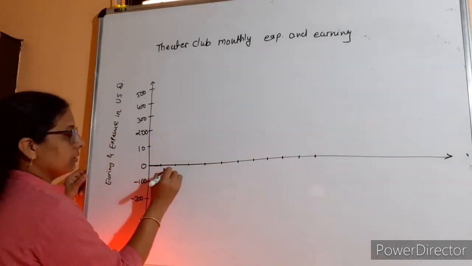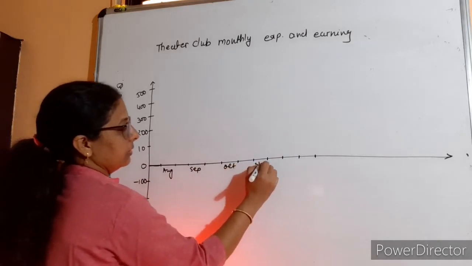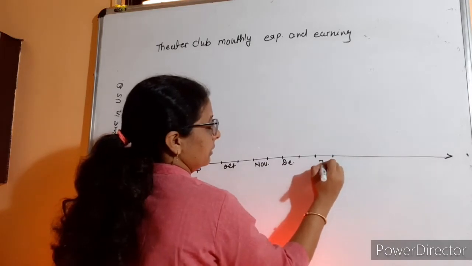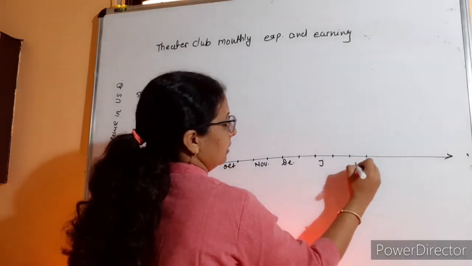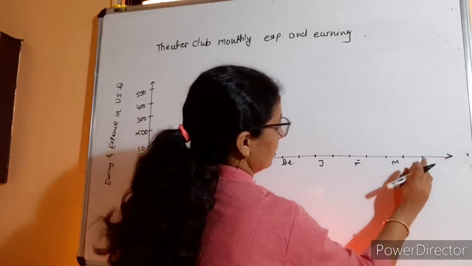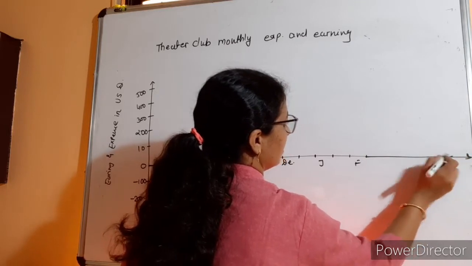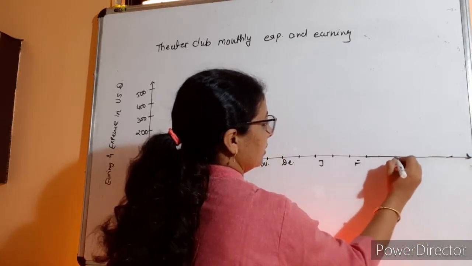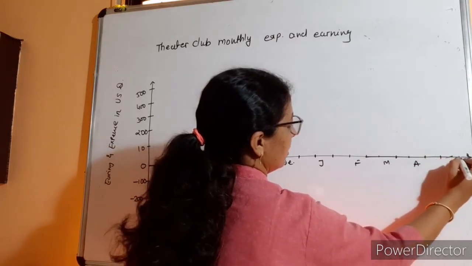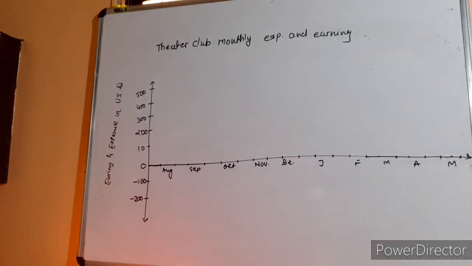Here is August, September, October, November, December, January, February, March. We'll take some less distance. April, May. We'll not do that. Then we'll see it in the graph paper only.